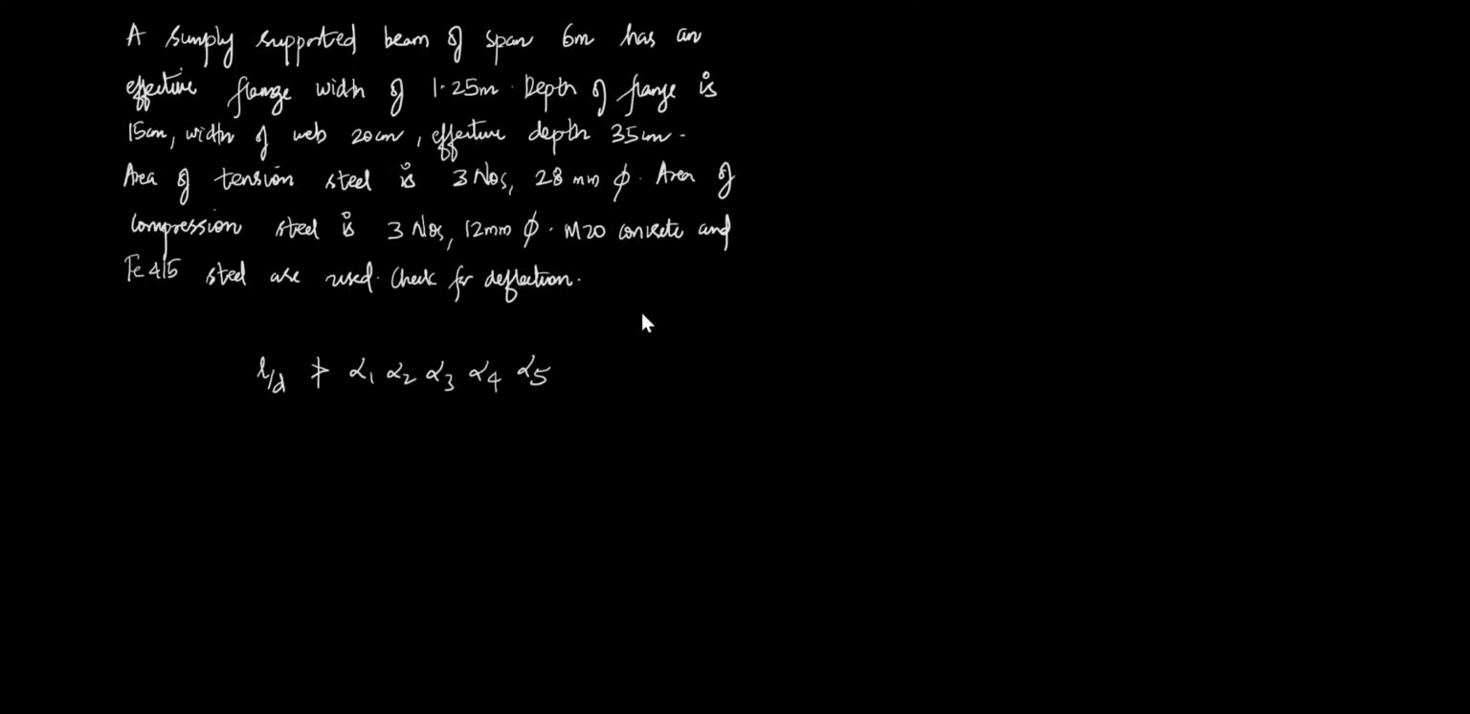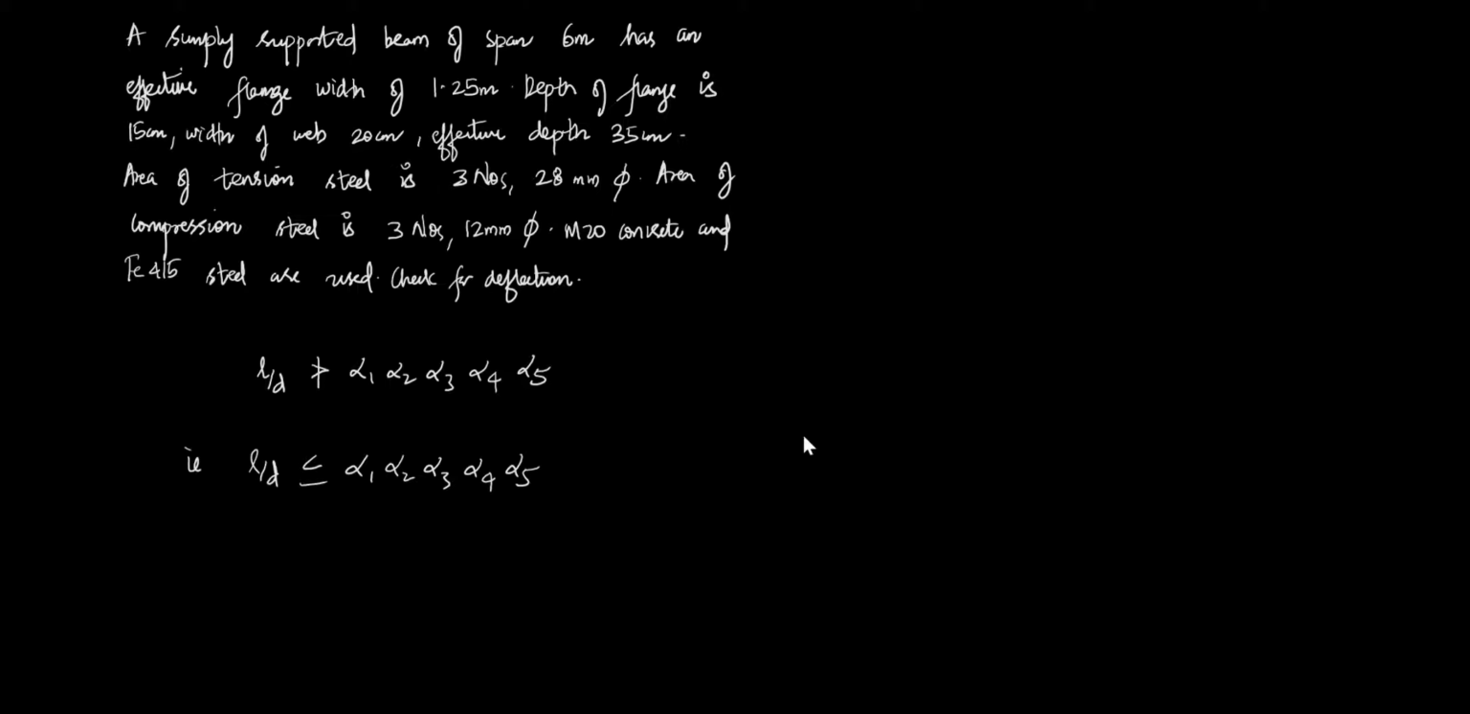So we need to see whether the L by D ratio is not greater than alpha 1, alpha 2, alpha 3, alpha 4 and alpha 5. That is, the L by D ratio must be less than alpha 1 into alpha 2 into alpha 3 into alpha 4 into alpha 5, where L is the span and D is the effective depth. So you need to find the values of alpha 1 to alpha 5.